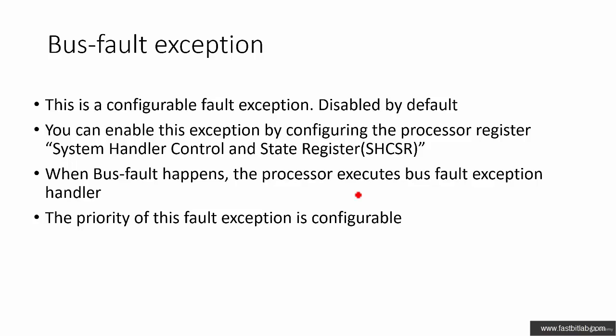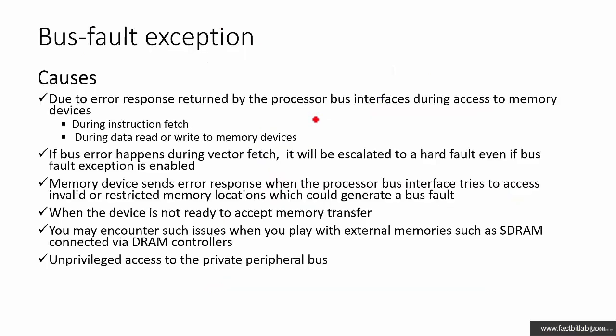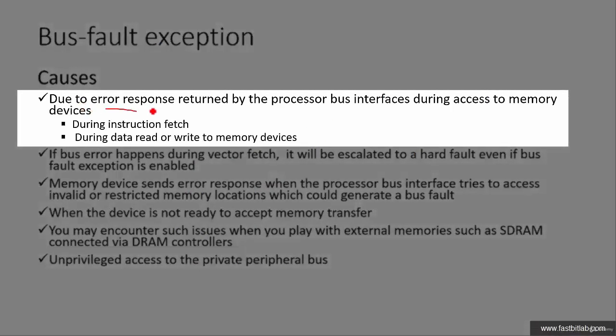So again, this is a configurable fault exception which is disabled by default, and you have to refer to the same register, System Handler Control and Status Register, and you have to touch the 17th bit in order to enable or disable this exception. What are the possible causes of this fault? Due to error response returned by the processor bus interfaces during access to memory devices, such as during an instruction fetch or during a data fetch or data write to external memory devices.